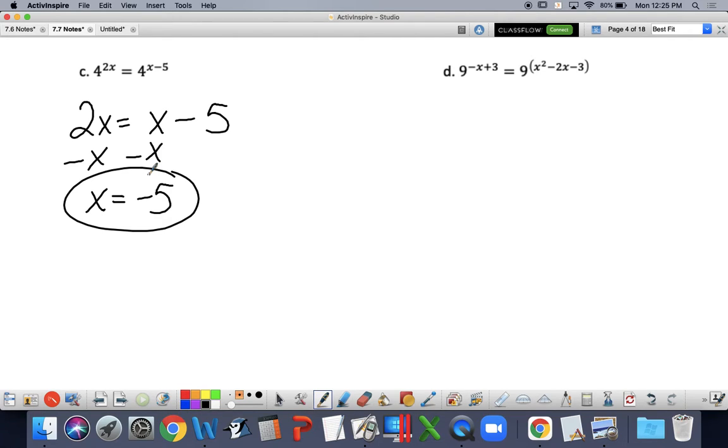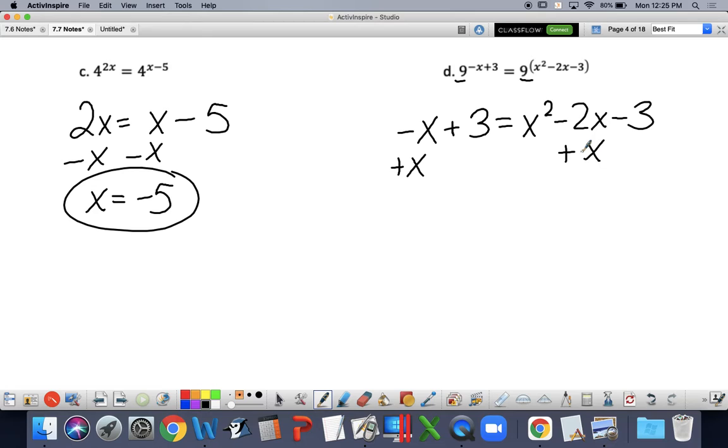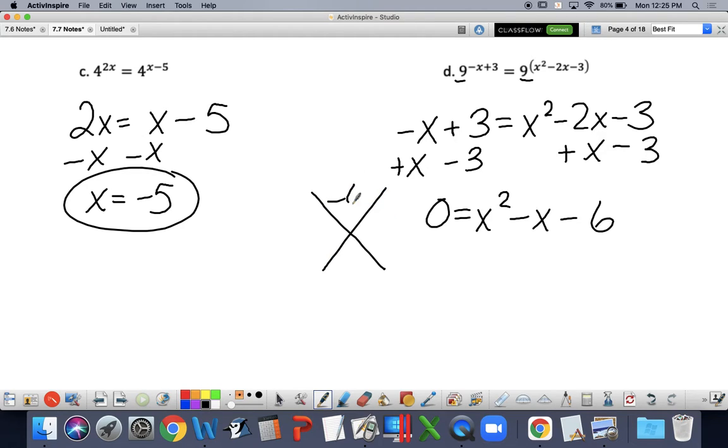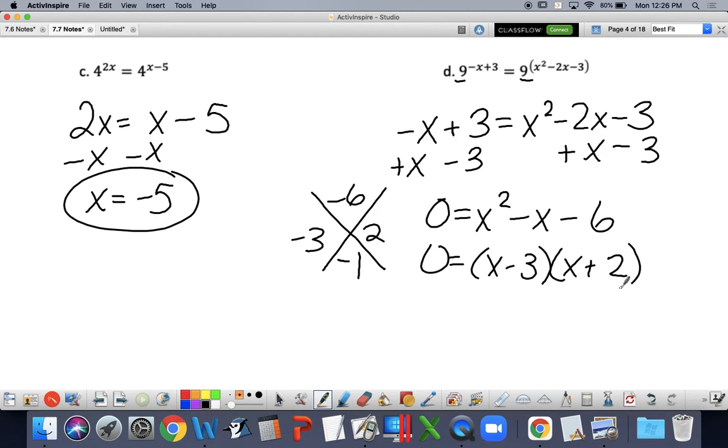And then letter D, I threw that in because I know how much we like factoring. We have the same base here, so I can just set my exponents equal to each other. Now, in order to solve this, I need to set it equal to 0, factor, and solve. So I'm going to add x to both sides and subtract 3 from both sides. I get 0 is equal to x squared minus x minus 6. Then I think of my x marks the spot: what multiplies to give me negative 6 and adds to give me negative 1? Negative 3 and positive 2. Perfect. So this factors down to x minus 3, x plus 2. Set each of my factors equal to 0. I get x equals 3, x equals negative 2.